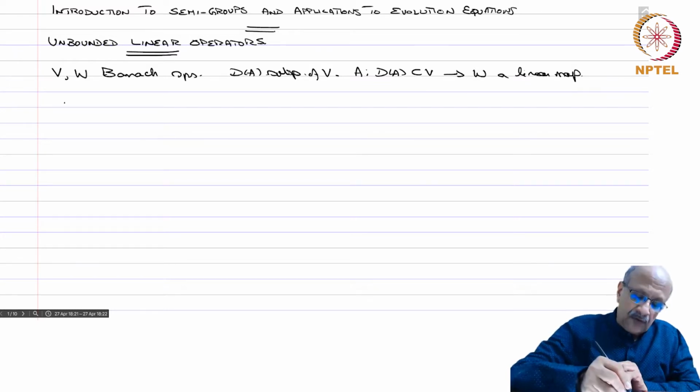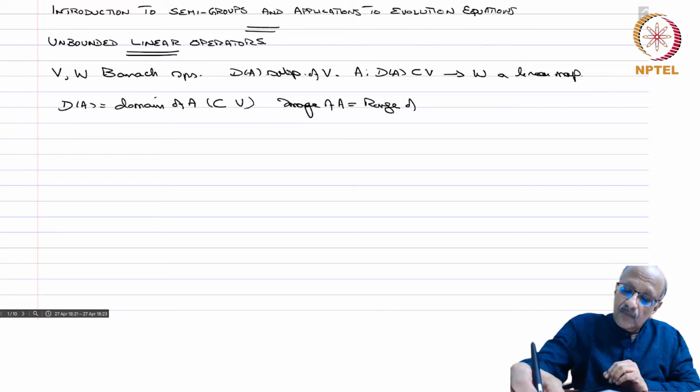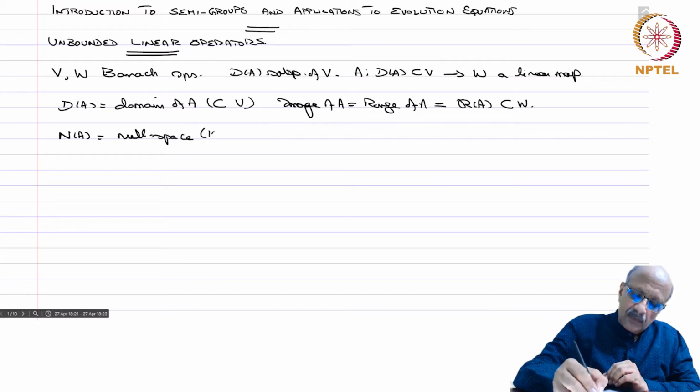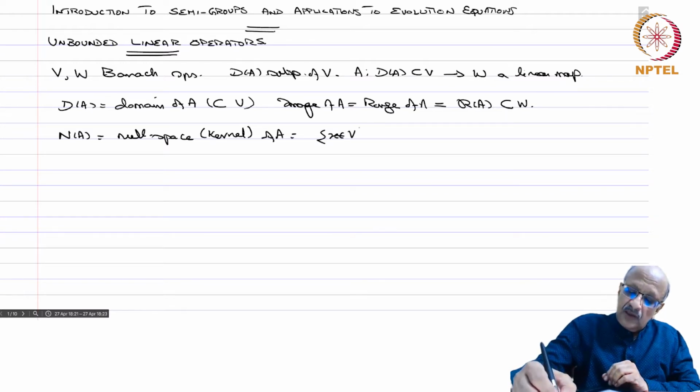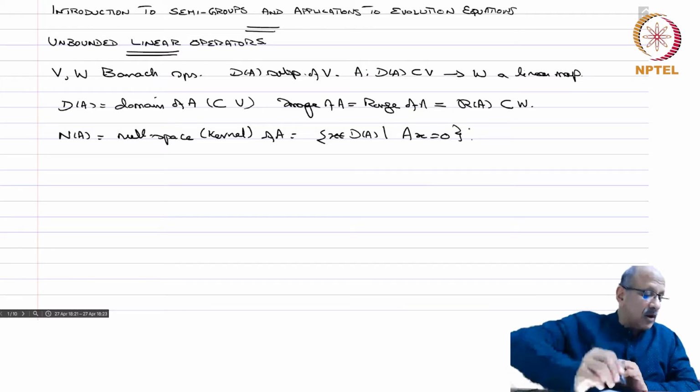So, then D of A is called the domain of A contained in V, then image of A, so this is equal to the range of A, and this will be denoted by R of A, which will be contained in W. Then N of A is the null space, kernel of A. So, this will be the set of all x in D of A such that A of x equal to 0. So, this is called the null space of A.